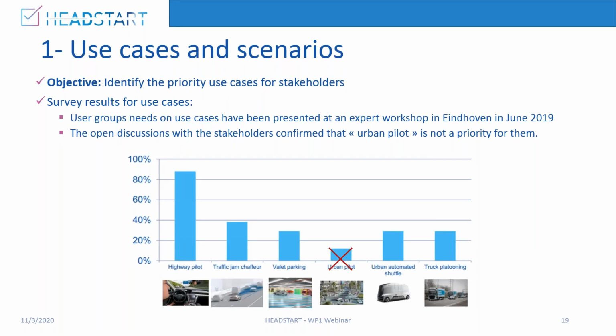Regarding the use cases, the first topic of interview was to ask the different stakeholders what is the main use case, what is the priority use case that we should take into account for HEADSTART. And here you can see the main results. We had at the beginning 6 different use cases, which were highway pilot, traffic jam chauffeur, valet parking, urban pilot, urban automated shuttle, and finally truck platooning. You can see the relevance for how many people interviewed. This is the percentage that you see here.